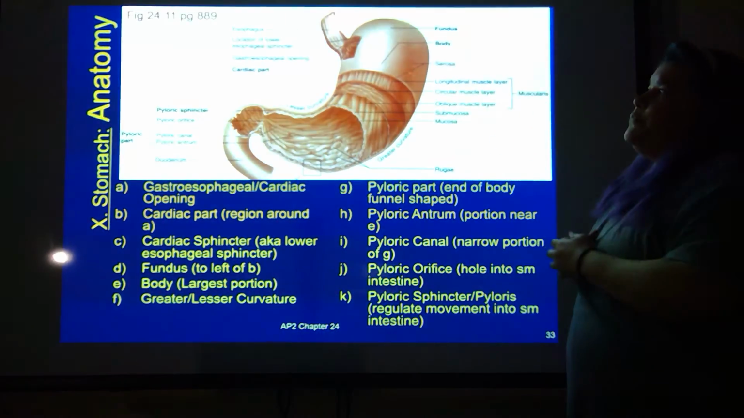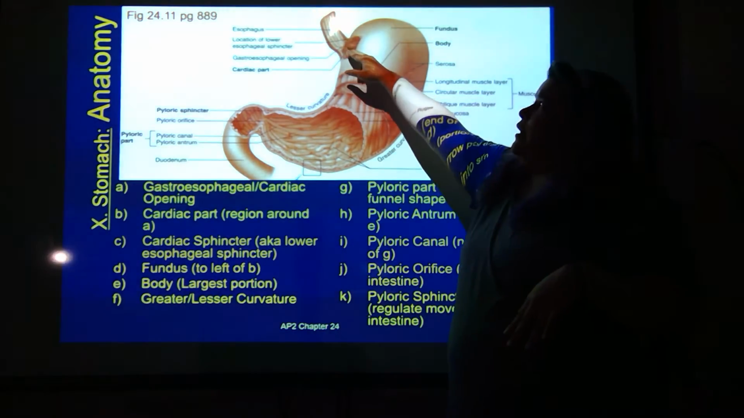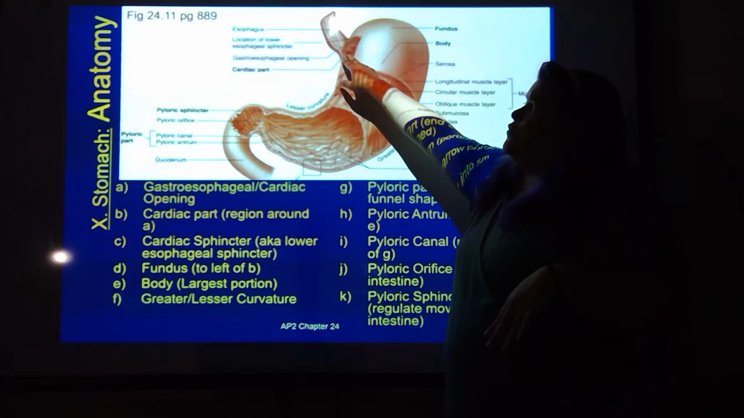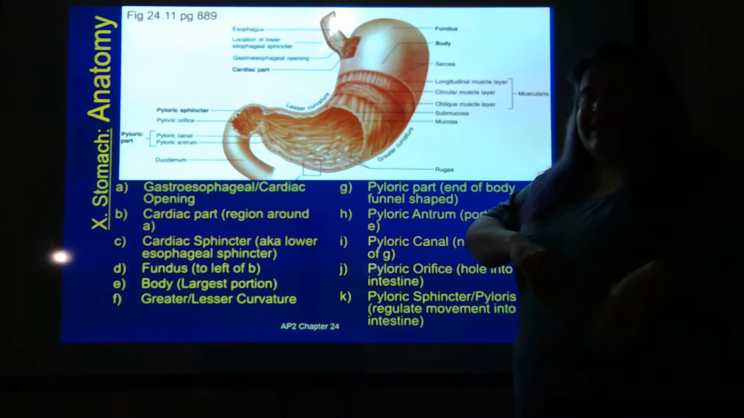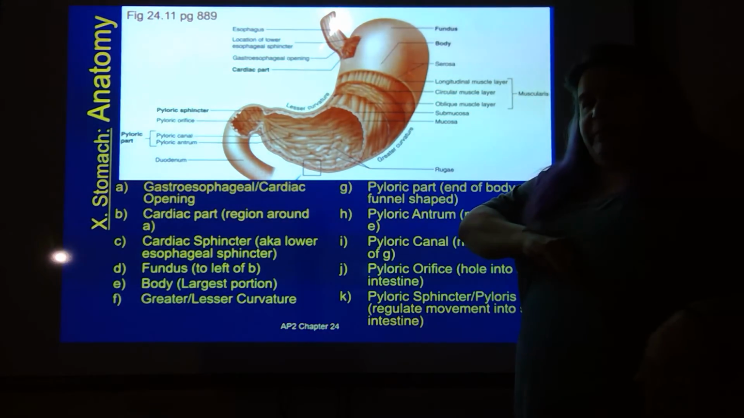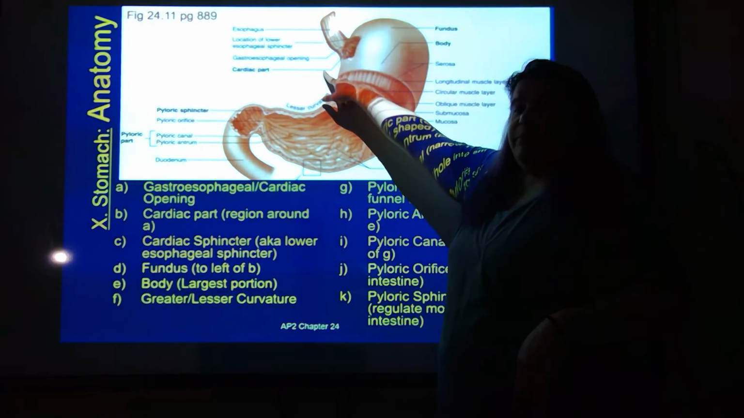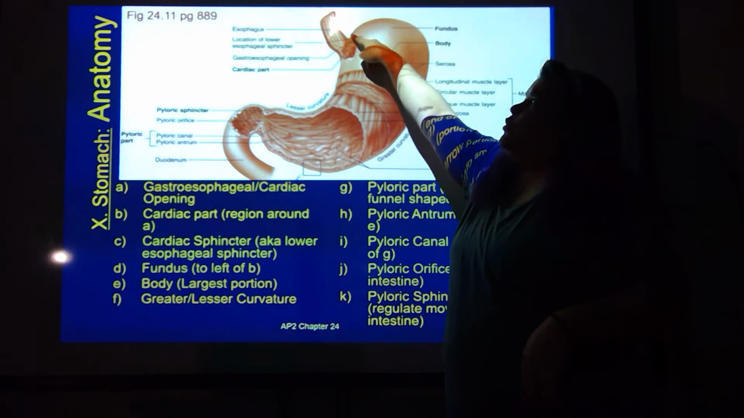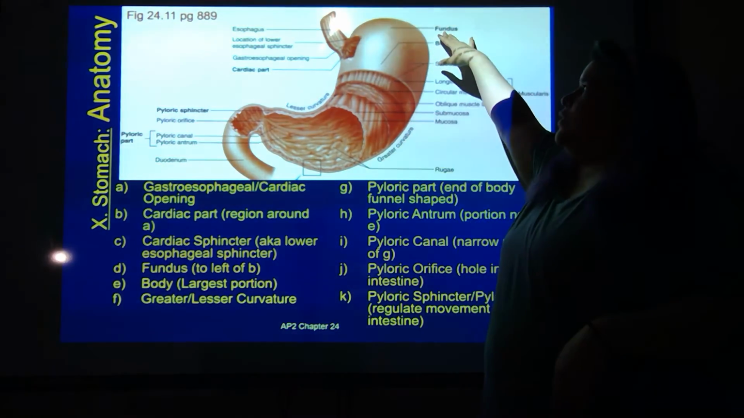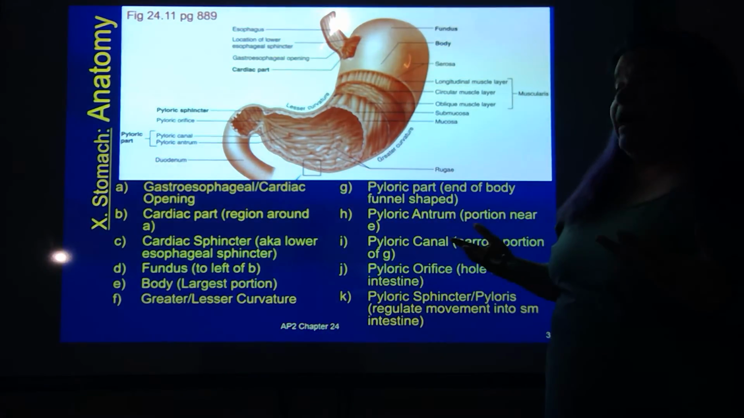Okay, so the esophagus goes down into the stomach. You've got that gastroesophageal opening. This part of the stomach actually sits right under the diaphragm, where your heart is, so they tend to call this area the cardiac part of your stomach. You've got this bulby portion that comes above that. That's called the fundus. The main part of the stomach is going to be called the body.